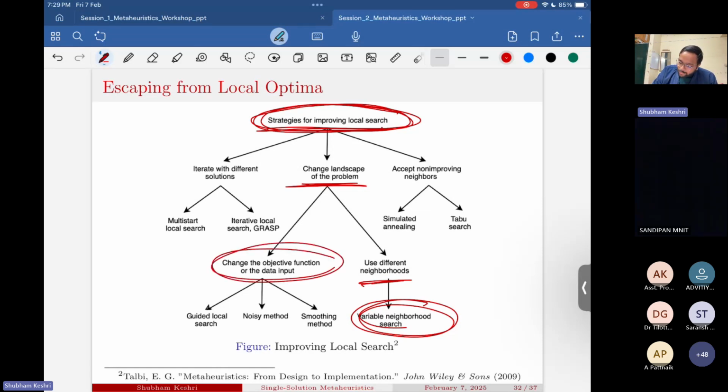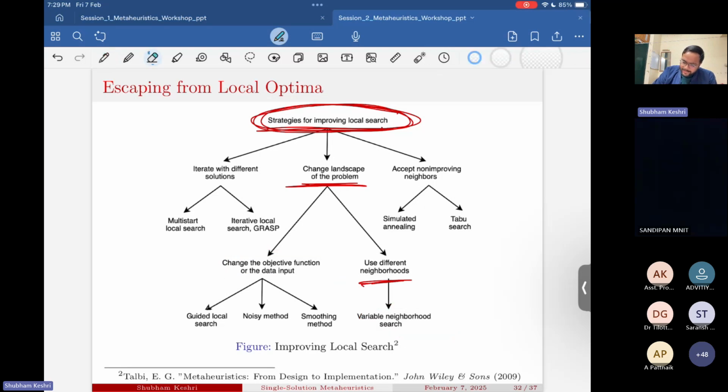Another strategy is to modify the objective function. You see, I told you that objective function is what governs the landscape. So you can add a penalty to the objective function with constraint or something like that. There are other methods as well. We will not go into depth. So there are two ways to modify the landscape. Either change the neighborhood or modify the objective function. Add some term to the objective function, which is governed by the solutions, and in a way you are changing the landscape. We don't need to go into that.